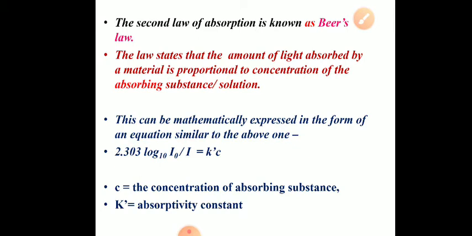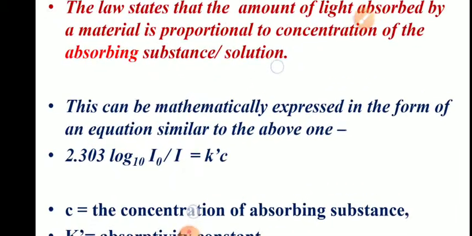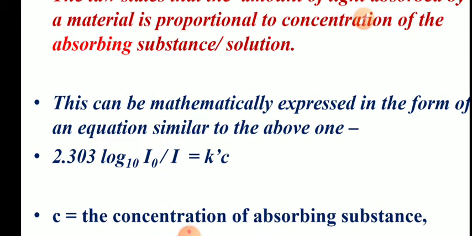The law states that the amount of light absorbed by a material is directly proportional to the concentration of the absorbing substance or absorbing material. Now, how are you going to represent this expression? This is mathematically expressed in the same form as the above reaction we discussed for Bouguer-Lambert law. So it will be 2.303 log to the base 10 I0 upon I is equal to K dash C. Again here K is the absorptivity constant, and C is the concentration.